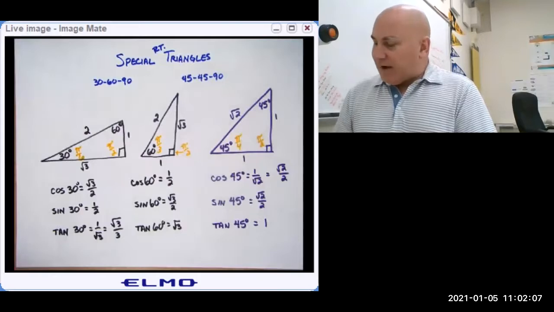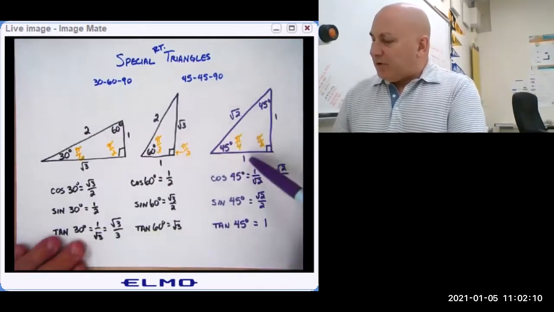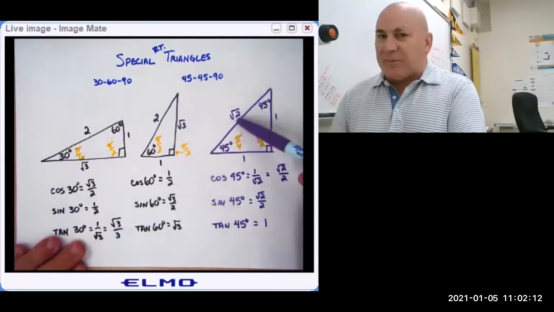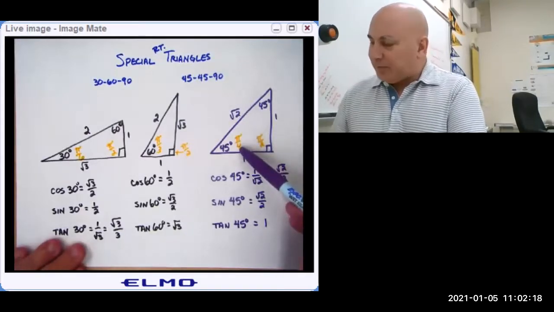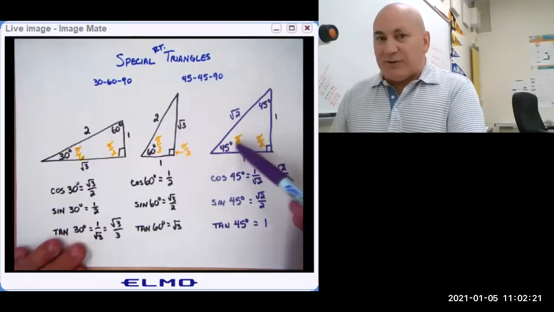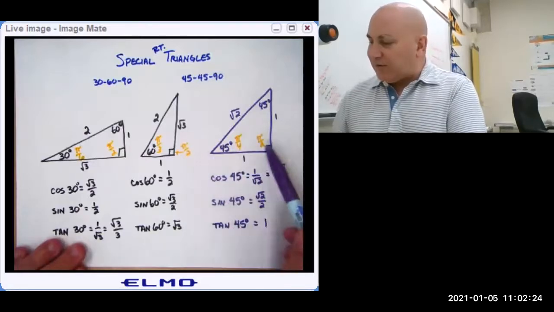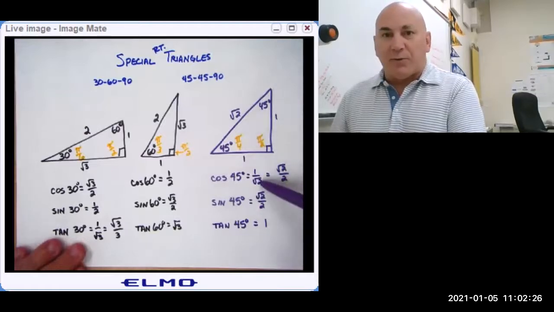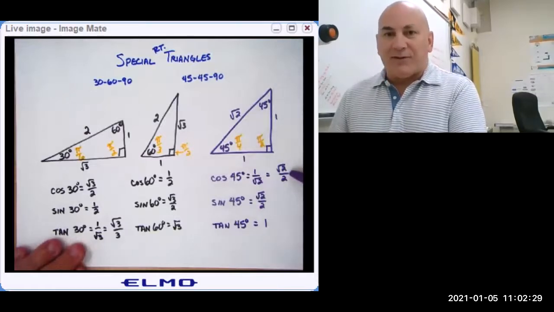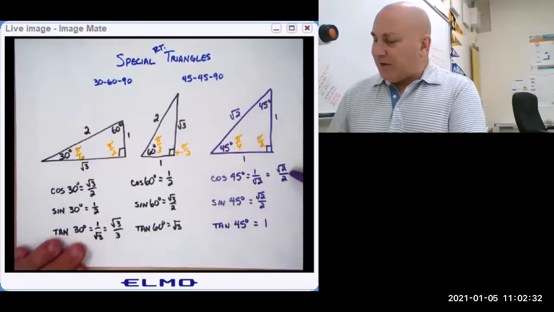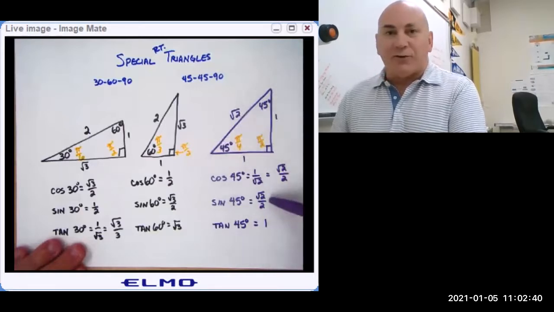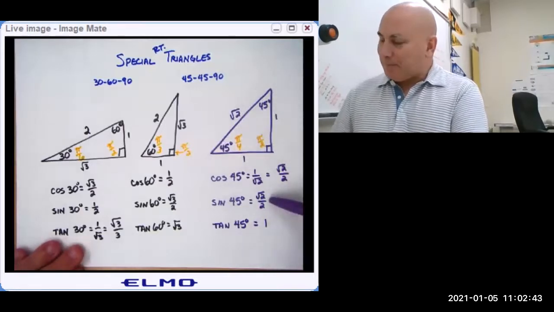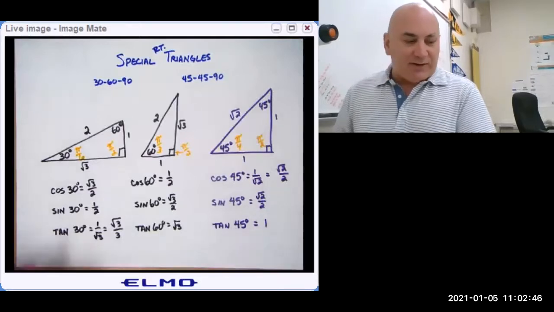In a 45, 45, 90 right triangle, if this is 1, this is 1, this is going to be the square root of 2. So a 45-degree angle is pi over 4 radians. So the cosine of 45 degrees, or the cosine of pi over 4, is adjacent over hypotenuse, 1 over root 2, which we write this way. Sine of 45 degrees, or sine of pi over 4, is opposite over hypotenuse. It's also 1 over root 2, or this way. And tangent of 45 degrees is 1.